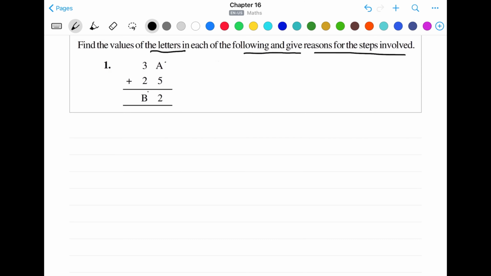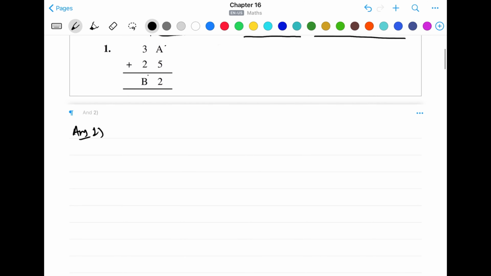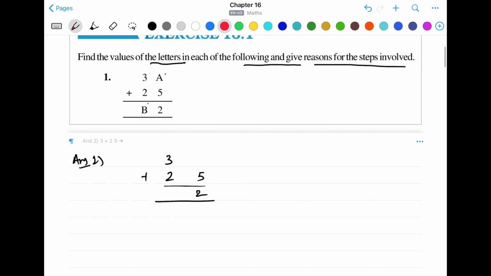So let's write this sum here, that's answer number 1. We have 3, then we have A here, and add it to 2 and 5, and after adding this we are getting the result as B, or you can leave it blank. Then we have 2. Now by looking at this question, what you can see is we are adding something to this 5. A is some number which, when added to 5, results in 2 at the 1's place.